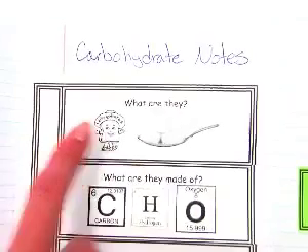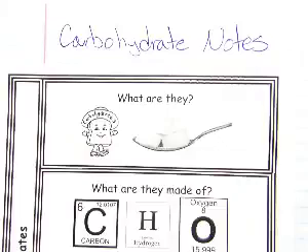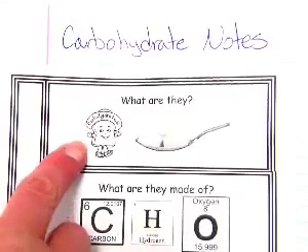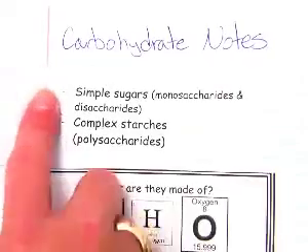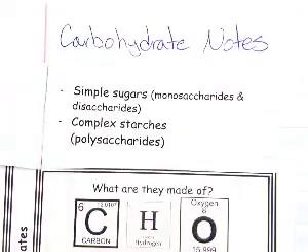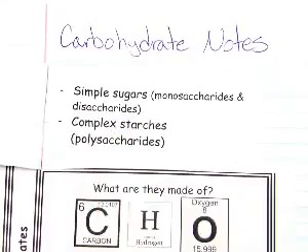So with our carbohydrates, first question we're going to ask is, what are they? So we've got two pictures here. We've got a piece of bread and some sugar cubes. So our answer to what are they? We have simple sugars, things called monosaccharides and disaccharides.